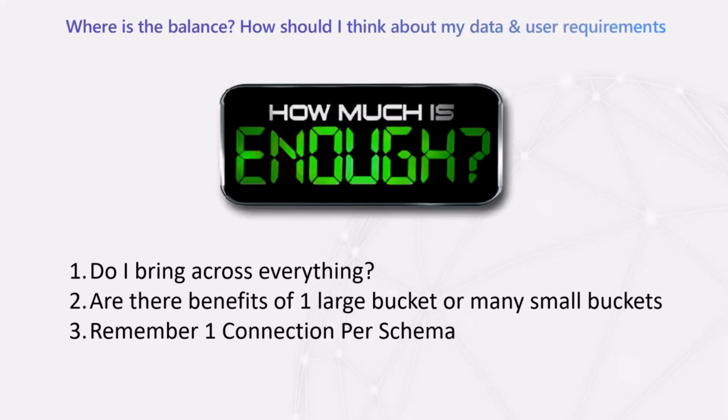But the question that I usually get next is, are there benefits to having one large bucket or many small buckets? And there is a trade-off, right? But the math is the math, right? So if you have one big bucket where you're bringing across everything and stuffing everything inside one big schema, making it into one big connection because you want to create one big index, that's certainly one approach. Another approach is to be a little bit more purposeful.